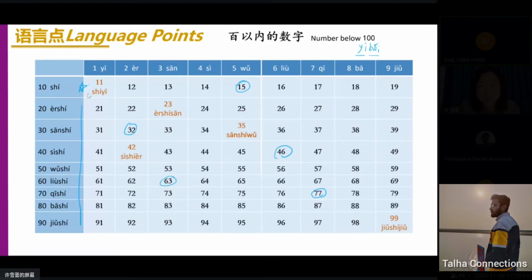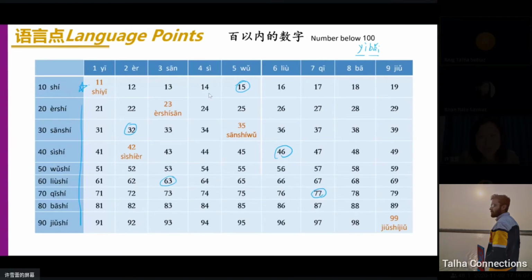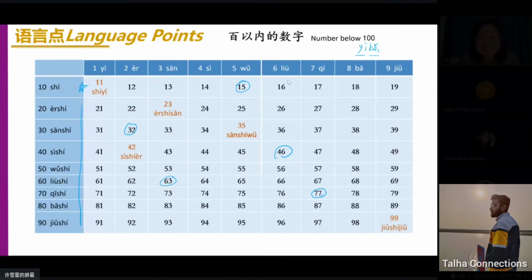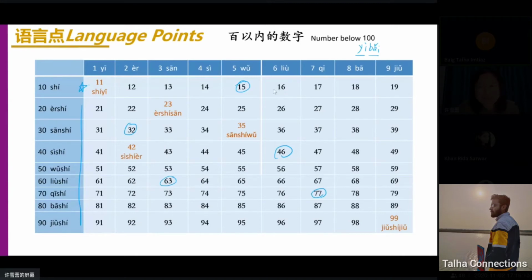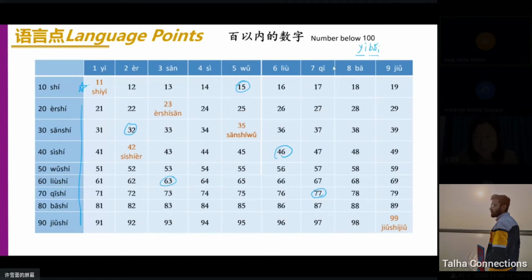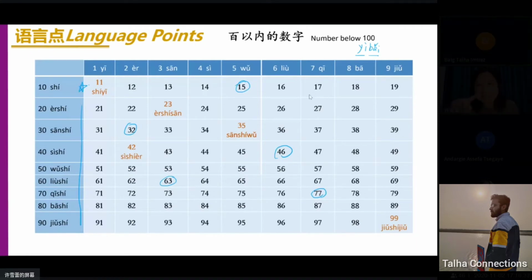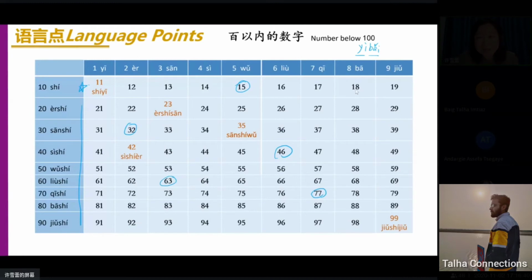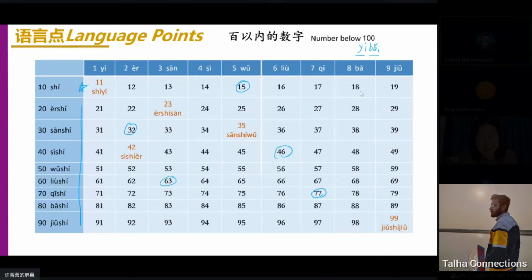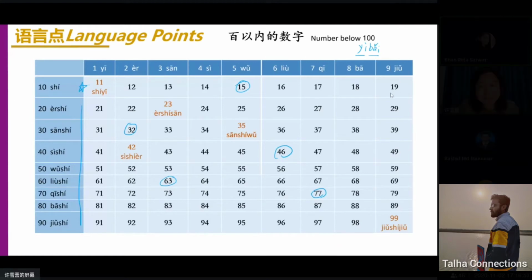15. 16. Great. 16, this one. 17. Good, very good. Next one, 18. About this one, 19. Good, 19.